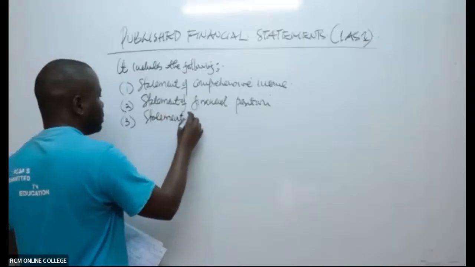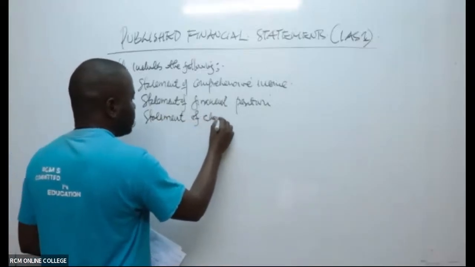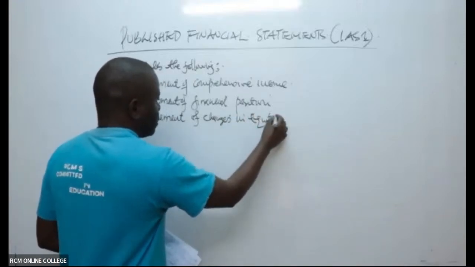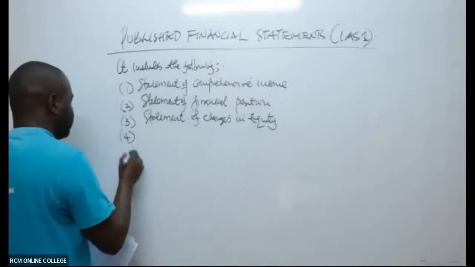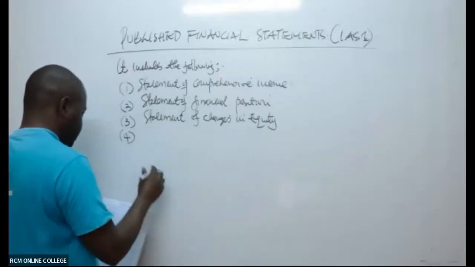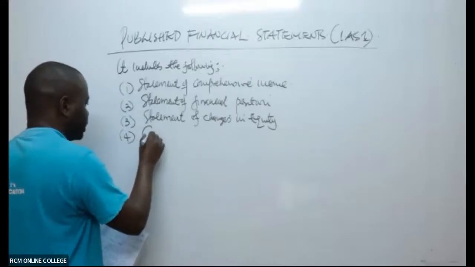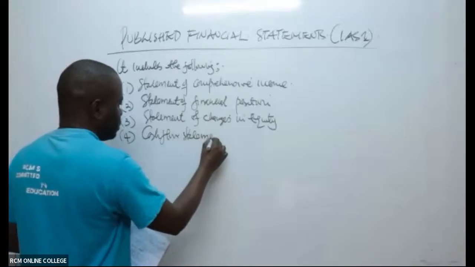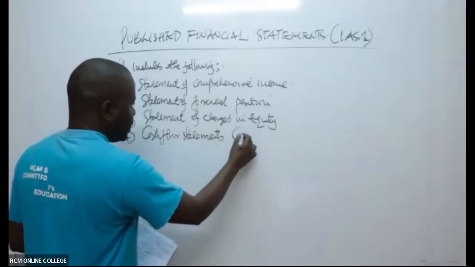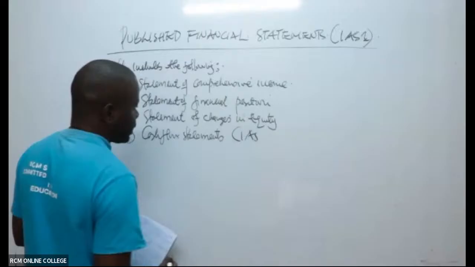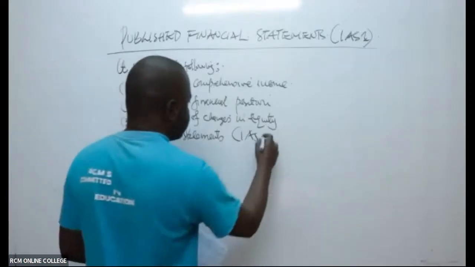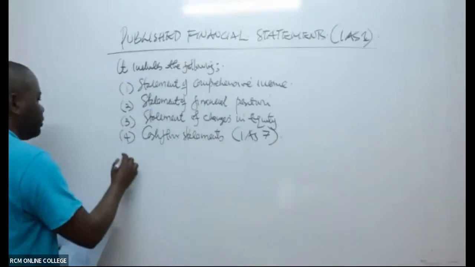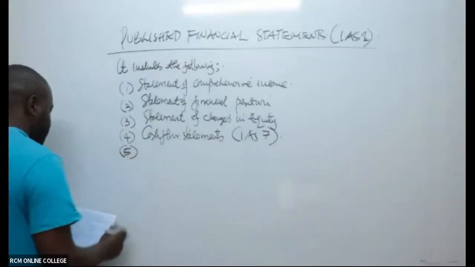Then you have, in this case, number four, cash flow statements. This one is normally also addressed in another standard, IAS number 7. We'll be able to look at how you prepare them.